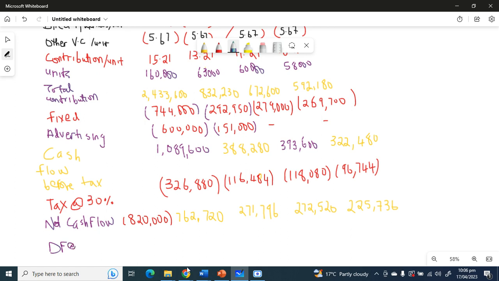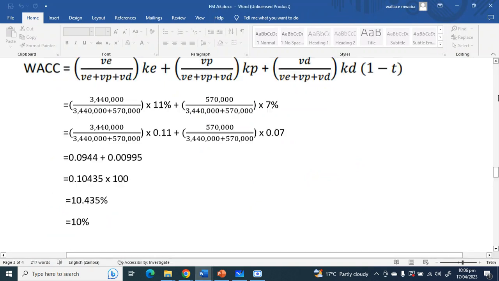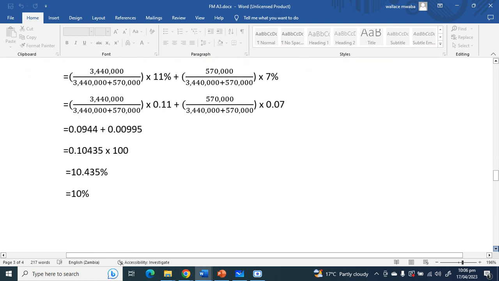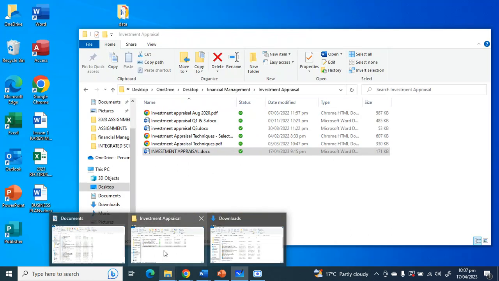DF. What was our rate? We calculated 10%. Okay. So this is where the tables will come in handy. In the exam, using the formula will take time. It will take time when you use the original formula in the exam. Let me just get the tables.